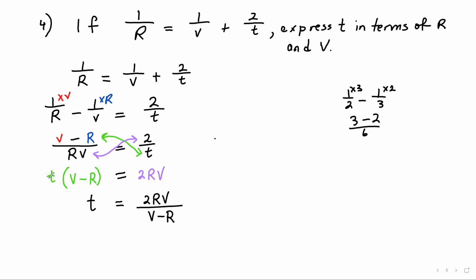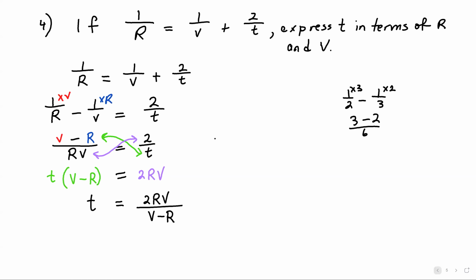And now that I have t multiplied by v minus r, I could make t the subject by simply moving v minus r to the other side. And because it was multiplication on this side, when I move it to this side, it will be division. Right, Jen? Okay, thank you. You're welcome.